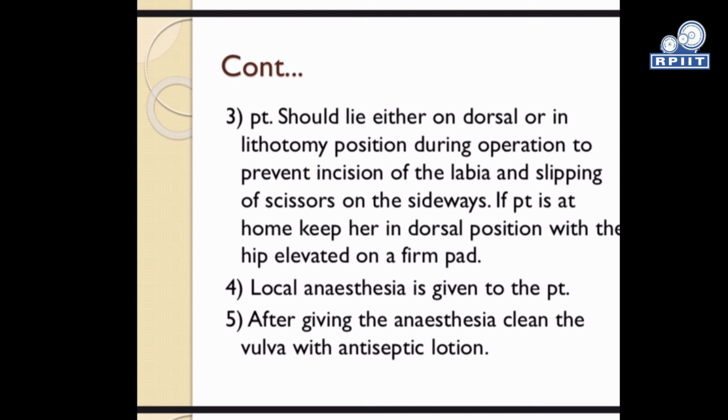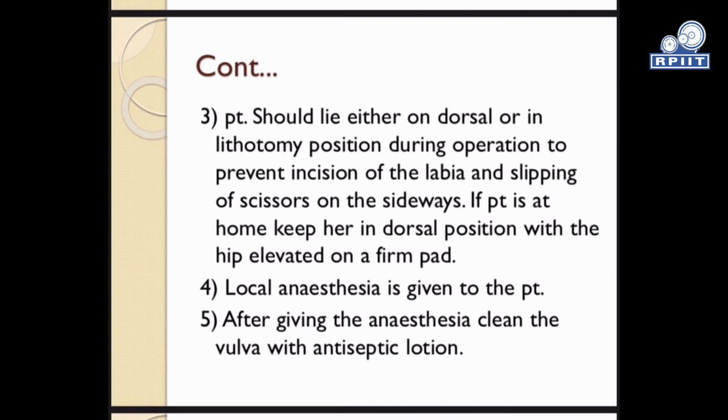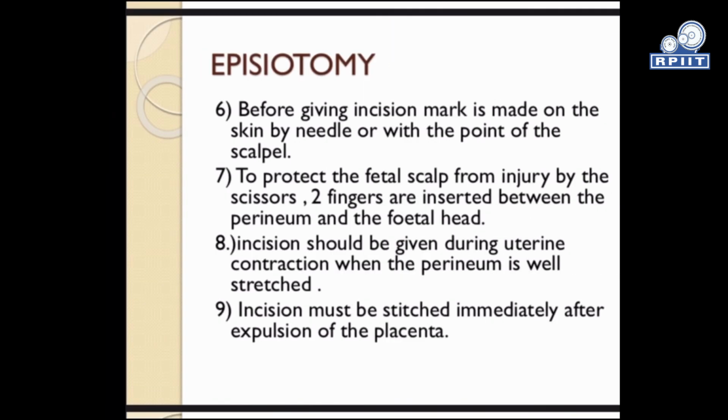At the time of episiotomy, the patient should lie either in dorsal or in lithotomy position during the operation to prevent incision of the labia and slipping of the scissors on the side wall. If the patient is at home, keep her in dorsal position because lithotomy position is not possible at home, with the hip elevated on a firm pad. Local anesthesia is given to the patient. After giving the anesthesia, clean the vulva with antiseptic lotion.